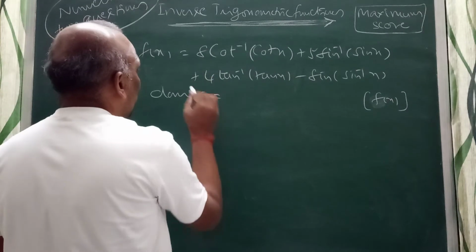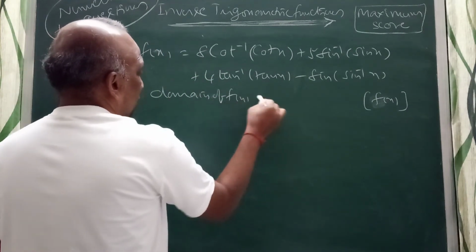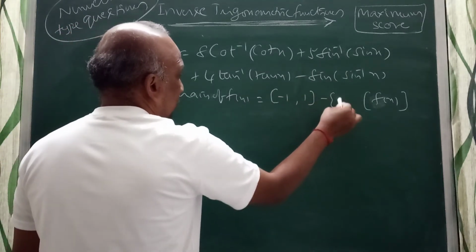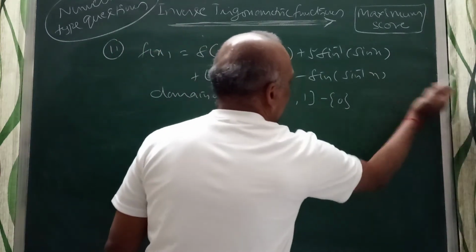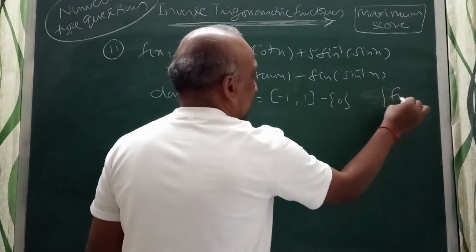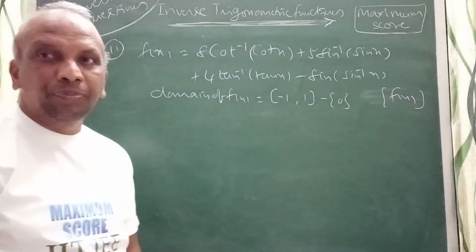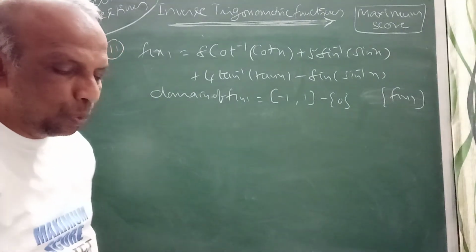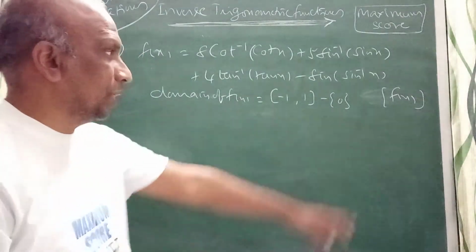So what can be the domain of f(x)? The domain of f(x) equals the closed interval −1 to 1 except 0, right? I can't consider 0, correct? They are asking for the step of f(x), that's the reason I have written here. What is the step of f(x) they are asking? The greatest integer function of f(x). In the problem they have mentioned that only, the greatest integral value of f(x).